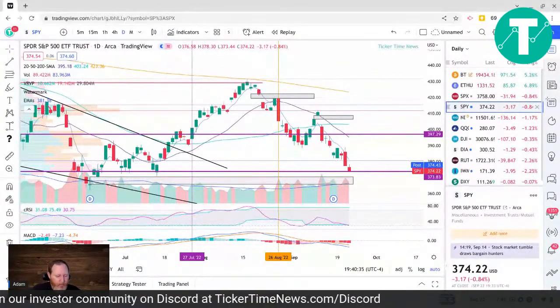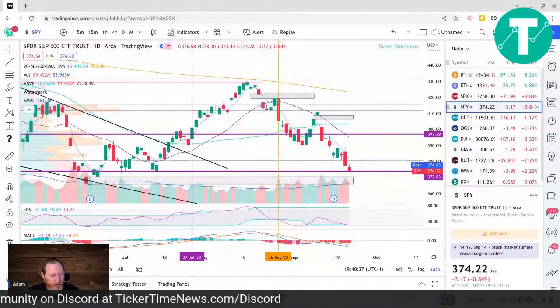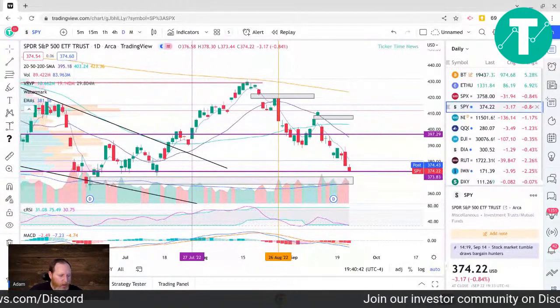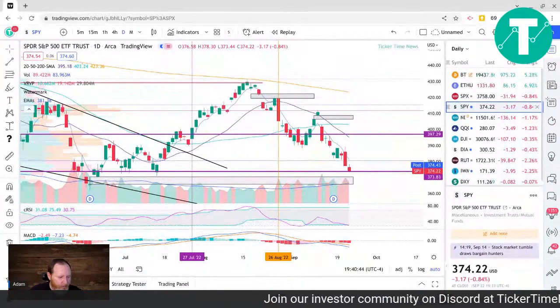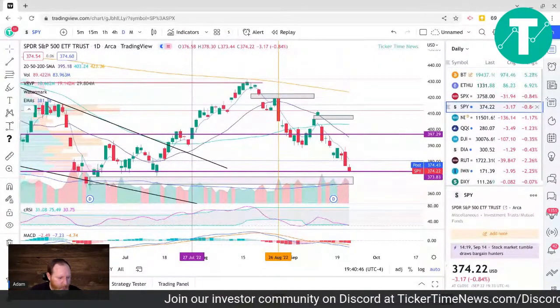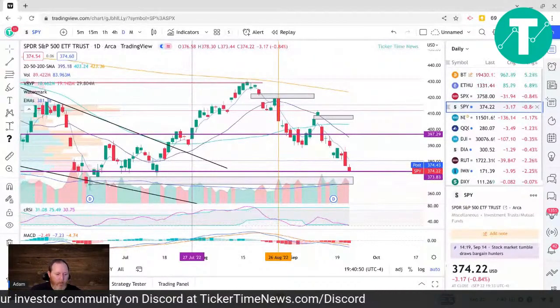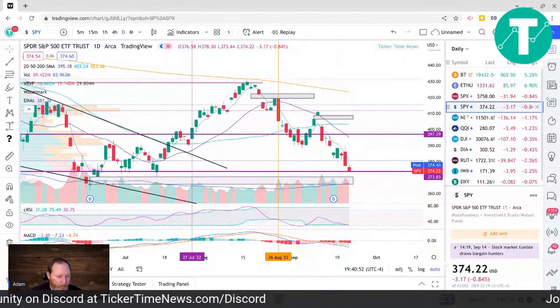I want to get it loaded. I think we can load it a little bit quicker on my phone instead of waiting for it to load on the screen here. All right.